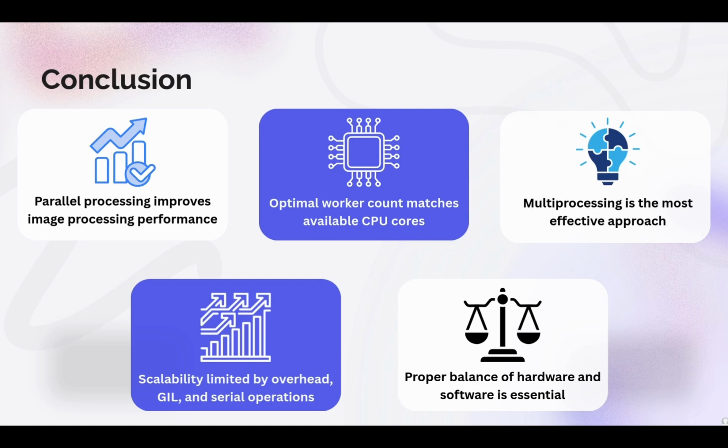This is mainly because multi-threading in Python is constrained by the global interpreter lock, which limits true parallel execution. Additionally, scalability is inherently limited by factors such as parallel overhead, sequential operations, and hardware constraints. These observations are consistent with Amdahl's law, which explains why speedup cannot increase indefinitely. Overall, this project highlights the importance of selecting an appropriate parallelization strategy and balancing algorithm design with hardware capabilities to achieve efficient and scalable performance in cloud-based computing environments.